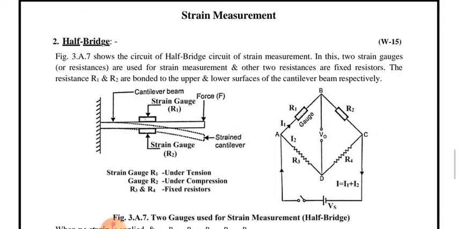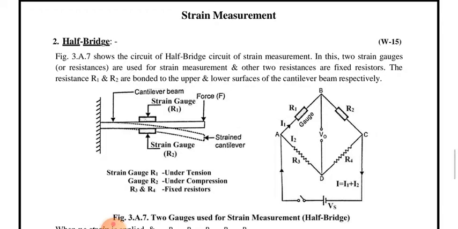So the figure 3.A.7 is the circuit shown over here. On the four limbs of the Wheatstone bridge, there are the resistances R1, R2, R3 and R4. Out of these four, R1 and R2 are attached to a cantilever beam: R1 on the upper surface of the beam and R2 on the lower surface.